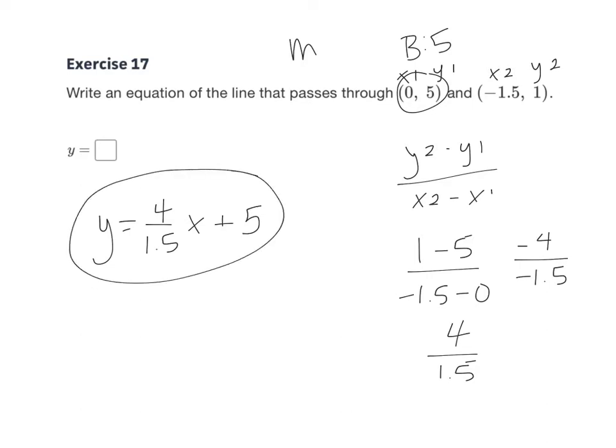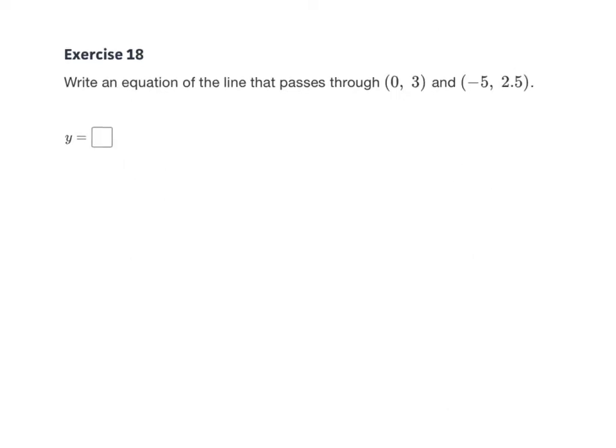If you wanted to, some people get nervous about having a decimal in the denominator. To get rid of that 1.5, you could multiply everything by 2, and that would give you y equals 8/3 x plus 5. Either one of these is perfectly fine.